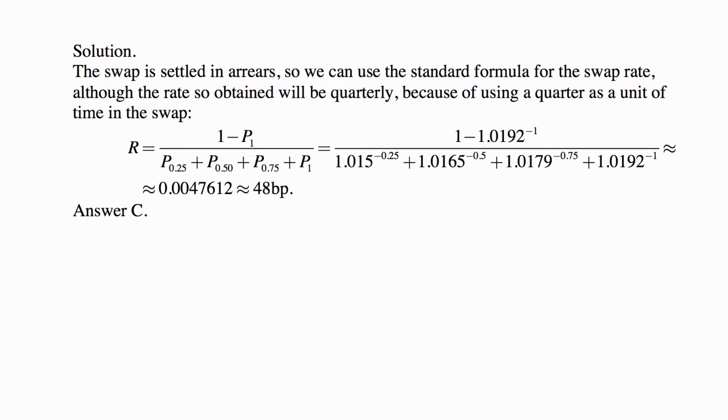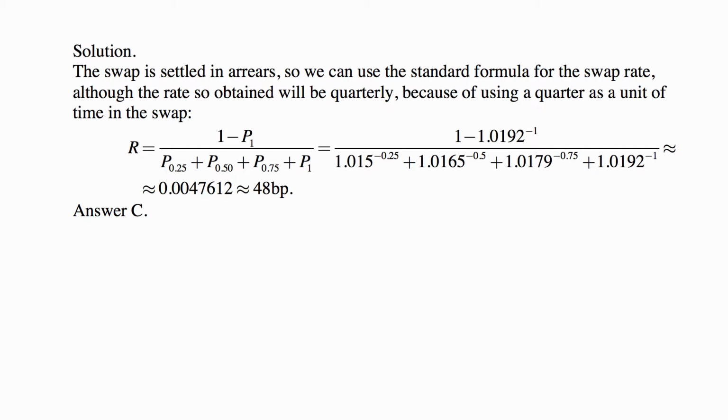So, what is the rate based on the information that we have? Well, the payments are at time 0.25, 0.50, 0.75, and 1. So the rate will be 1 minus P1 over P.25 plus P.50 plus P.75 plus P1. And these times correspond to the times of payments in the swap.